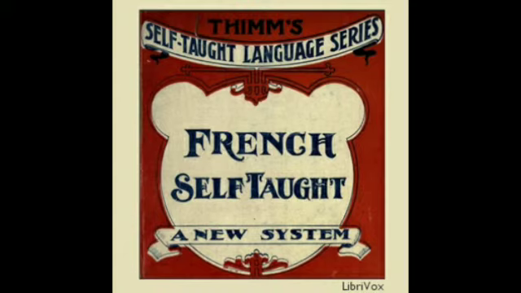Conditional. Present, I should finish. Je finirais, tu finirais, il finirait, nous finirions, vous finiriez, ils finiraient. Past, I should have finished. J'aurais fini, tu aurais fini, il aurait fini, nous aurions fini, vous auriez fini, ils auraient fini.